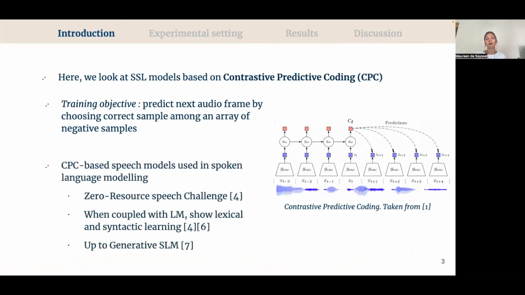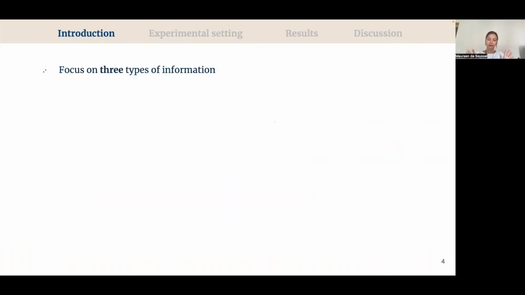And so these kinds of models have been used in spoken language modeling quite a lot. There's been one challenge, the Zero Resource Speech challenge, which used them as baselines and showed that they were able to get some pretty good results in terms of phonetic discrimination. Then when coupled with other language models, they've been shown also to help learn lexical and syntactic information. And they've also been used to do some generative spoken language modeling. Here, particularly, we focus on three types of information. We will focus on phonetic information, gender information, and language information.